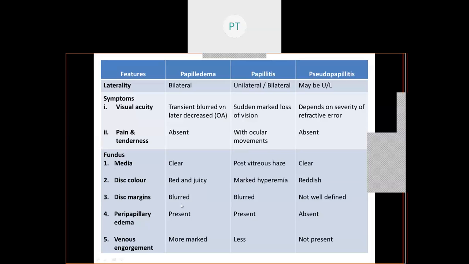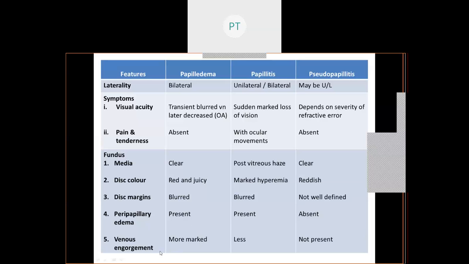Okay, so when you do a fundus examination, usually papilledema is clear, pseudopapillitis as well is clear, whereas in papillitis, you can get a posterior vitreous haze. The disc color is red and juicy in papilledema, it's more hyperemic in papillitis. In pseudopapillitis, it is reddish in color. Margins are blurred in all three. Peripapillary edema is present in both papilledema and papillitis. It is absent in pseudopapillitis.